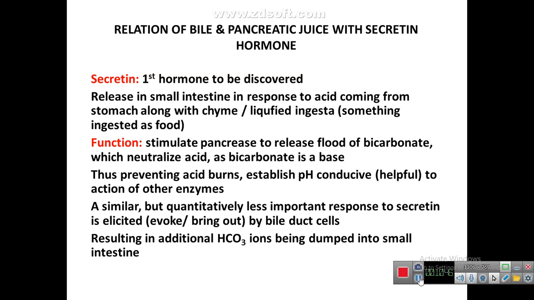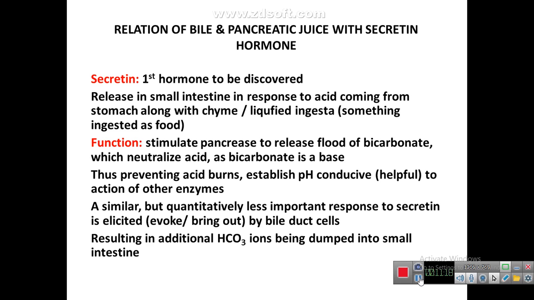As bicarbonate is a base, it prevents acid burns. It establishes a pH conducive to the action of other enzymes. Conducive means helpful. This means when bicarbonate neutralizes the acid coming from the stomach, the pH thus developed is helpful for the action of other enzymes, because only those enzymes that work optimally at basic pH can act in the small intestine.